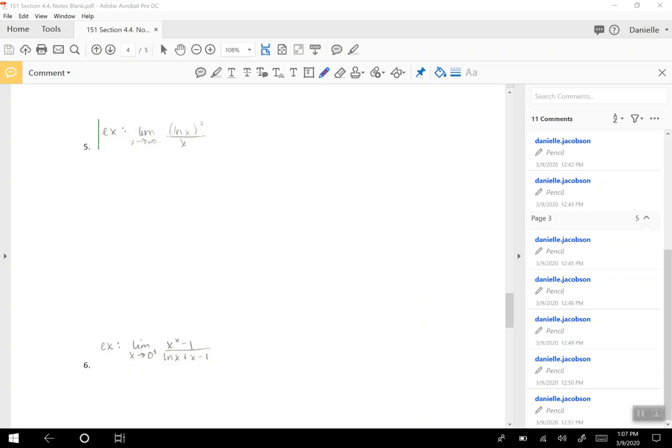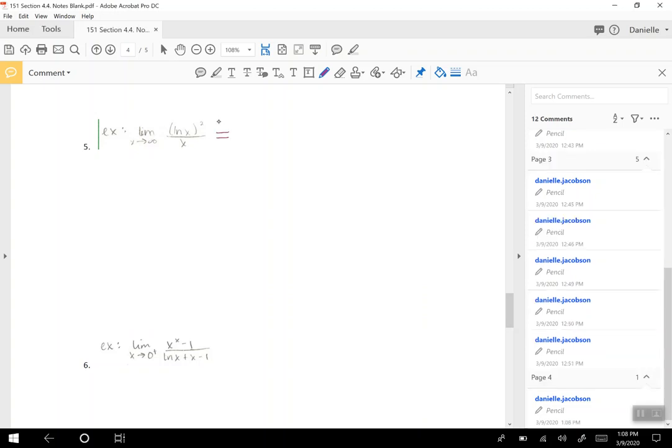Okay, so let's work through these last examples. Example number 5 is the limit as x goes to infinity of (ln x) squared over x. If we try to run this limit through, we should see that we'd get infinity over infinity, which is not very helpful. That means we need to try algebra, but there's no simplifying we can do here. That tells us we're going to use L'Hopital's rule.